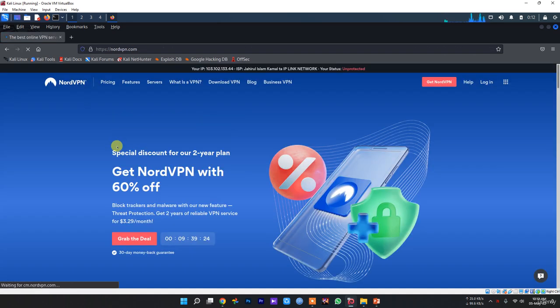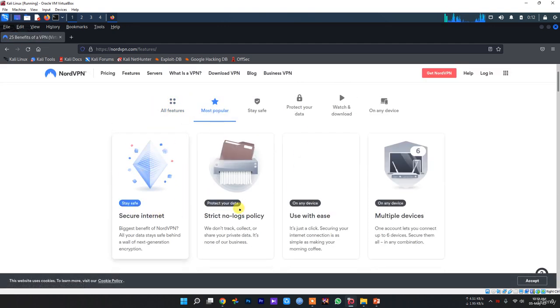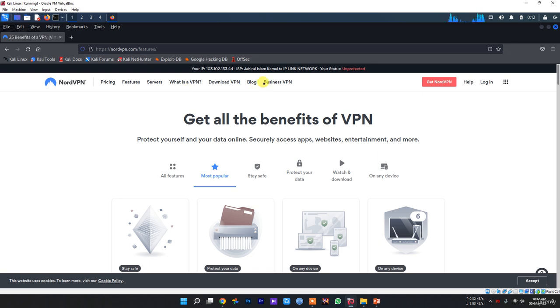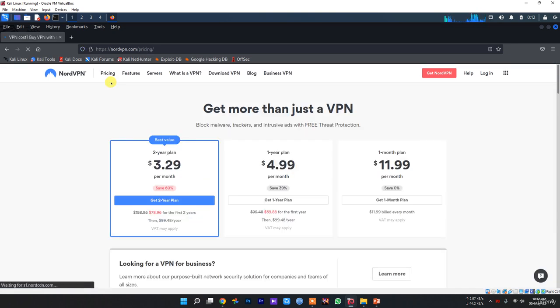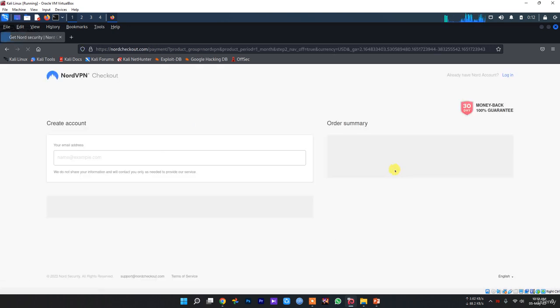So NordVPN's best features, I would say, are anonymous VPN, including a kill switch, leak protection, and also stealth servers, as well as a 30-day money-back guarantee like ExpressVPN. As you can see, it has lots of features. So let's go see the pricing. Per month, as you can see, it is lower than ExpressVPN.